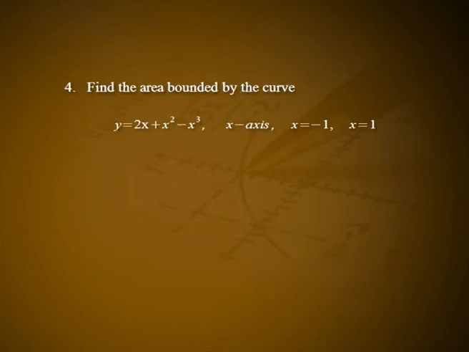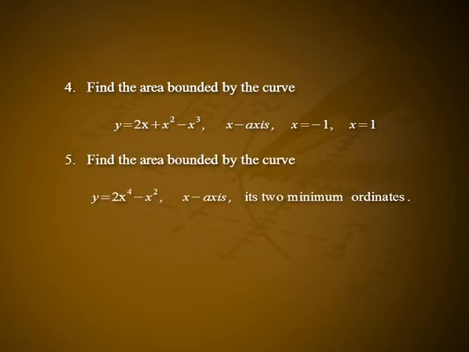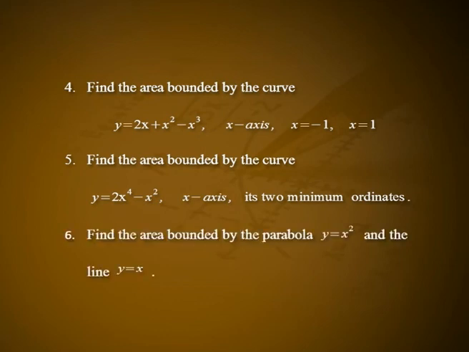Fourth one, find the area bounded by the curve y is equal to 2x plus x square minus x cube, x axis, x is equal to minus 1, x is equal to 1. Fifth one, find the area bounded by the curve y is equal to x square into 4 minus x square, x-axis and its two minimum ordinates. And the last one, find the area bounded by the parabola y is equal to x square and the line y is equal to x.